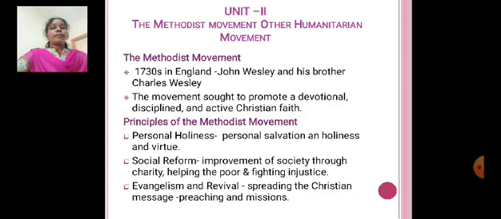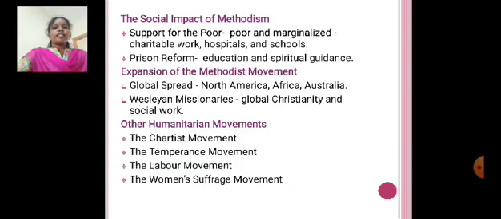Next, the principles of the Methodist movement. The principles of the Methodist movement focused on personal holiness, social reform, evangelism and revival. Next, the social impact of Methodism. The social impact of Methodism supported the poor through charitable work, hospitals and schools, as well as prison reform by providing education and spiritual guidance to inmates.